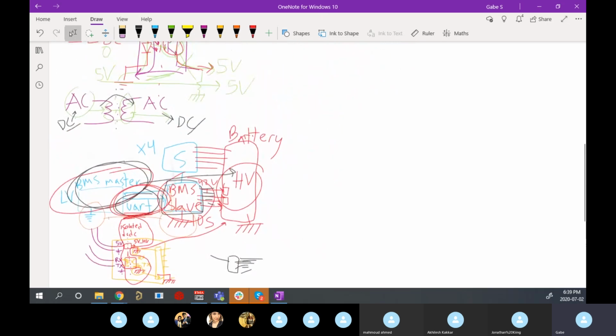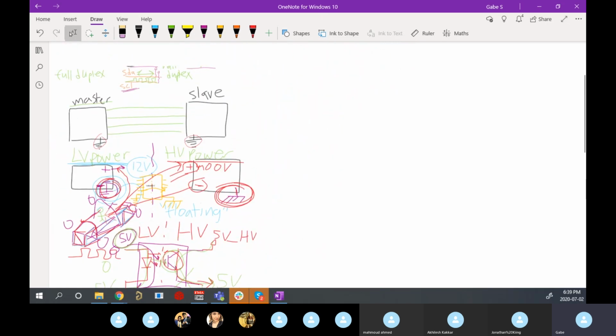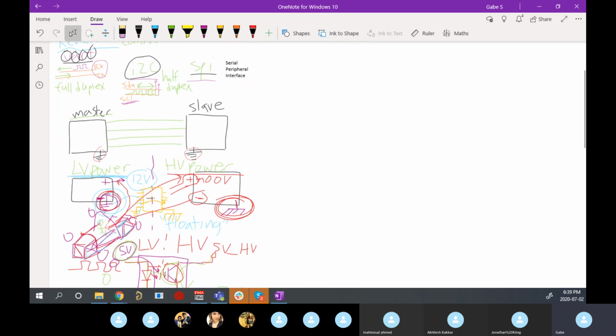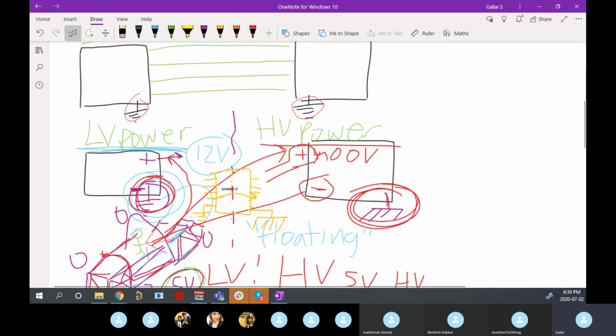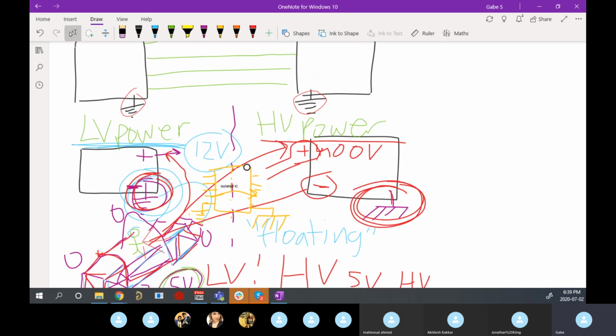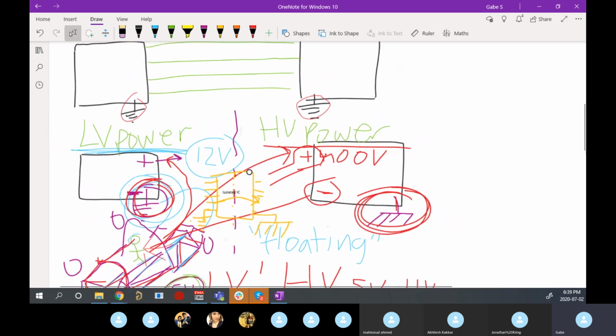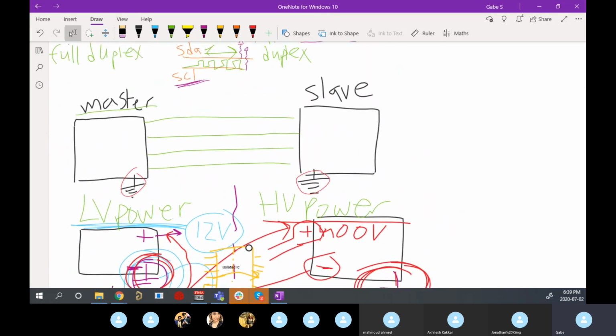So all of this just to say that when we was asking when would you want different grounds? Well, in our car. So LV ground to HV ground need to be isolated and not connected. So let's go back to a case where they are connected. I'm actually going to use this again. This is cool.